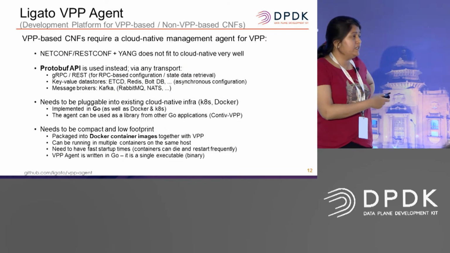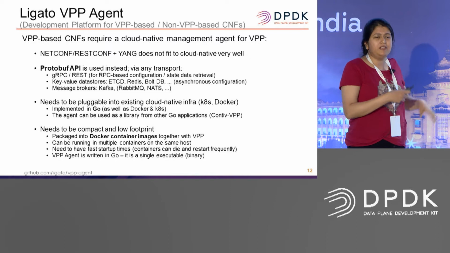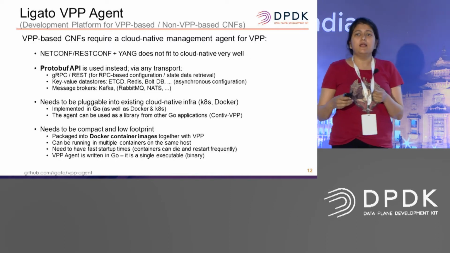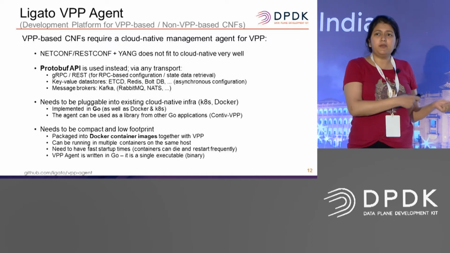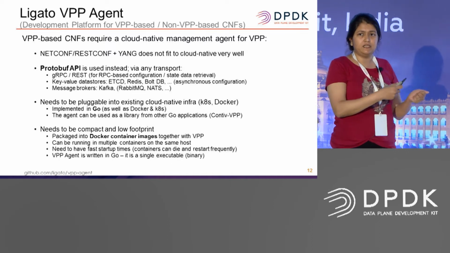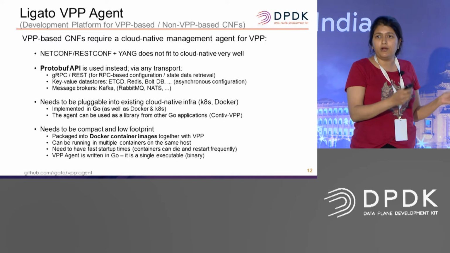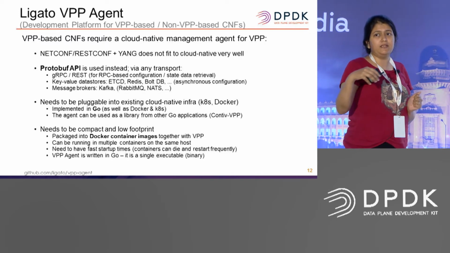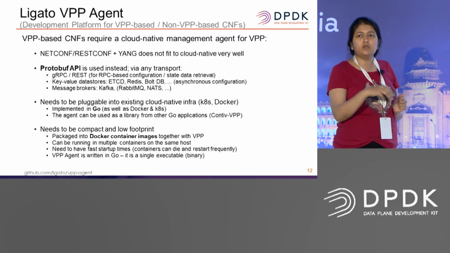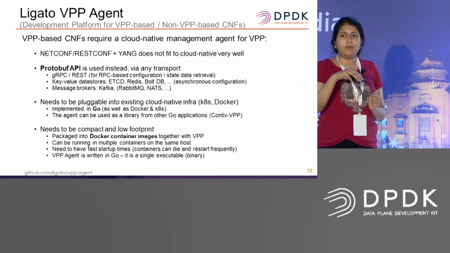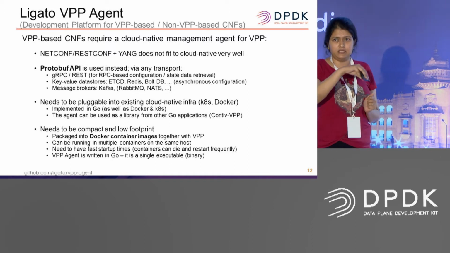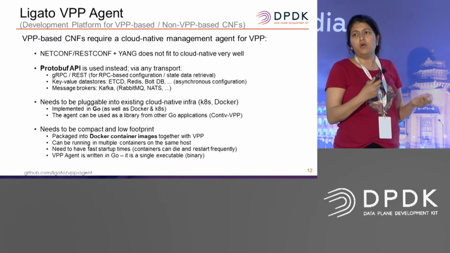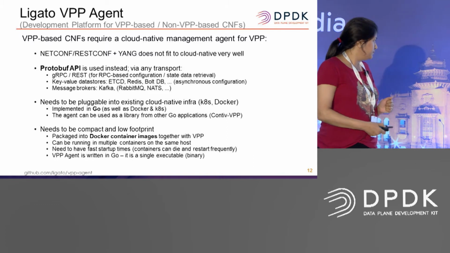Of course, it needs to be compact. It should not be very heavy. This whole Ligato VPP agent is a single binary which can be deployed as another container. If VPP is deployed as a Docker container, it can sit next to it in the same pod, where you can use gRPC messages to pass to this Ligato VPP agent, which in turn talks southbound to the VPP binary APIs using the Go bindings, and configures VPP and makes VPP do what you want it to do.